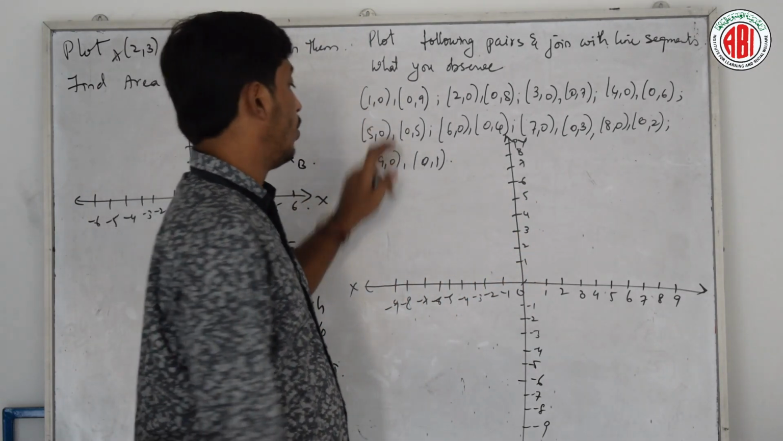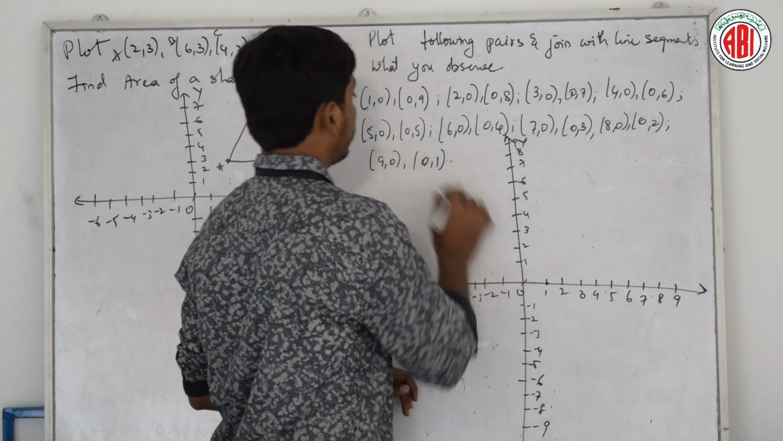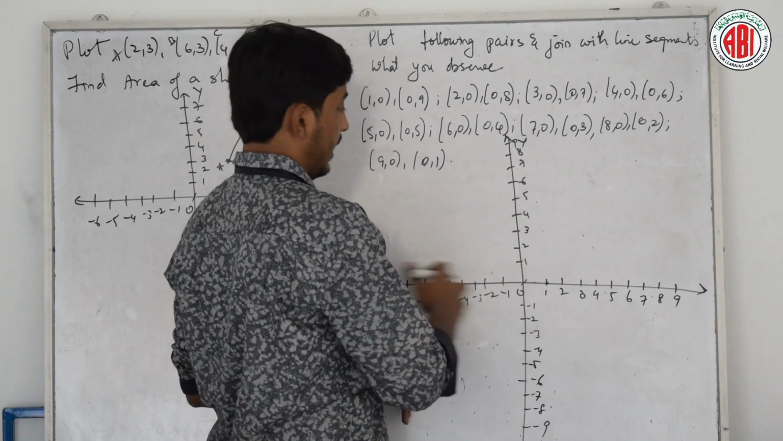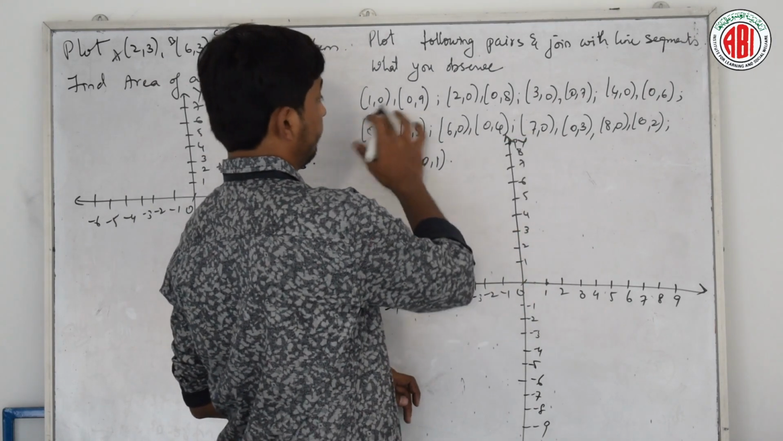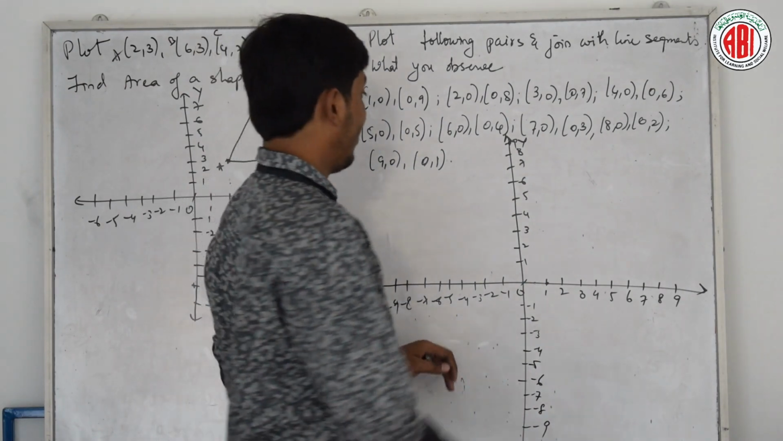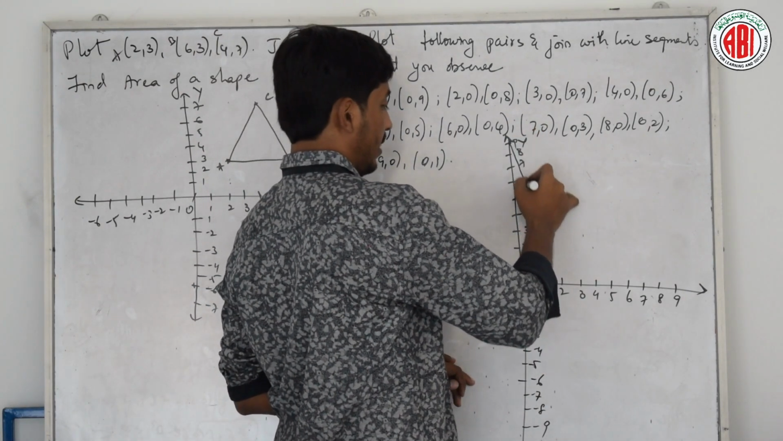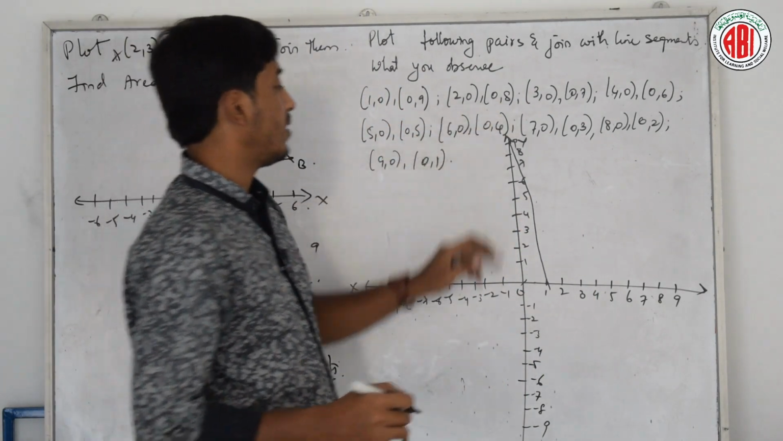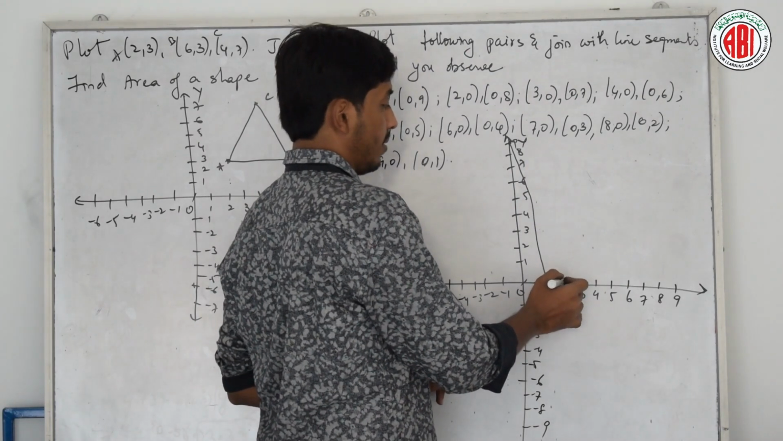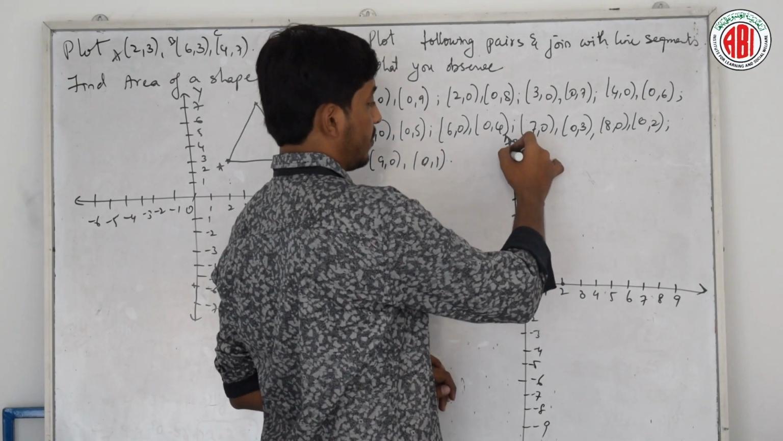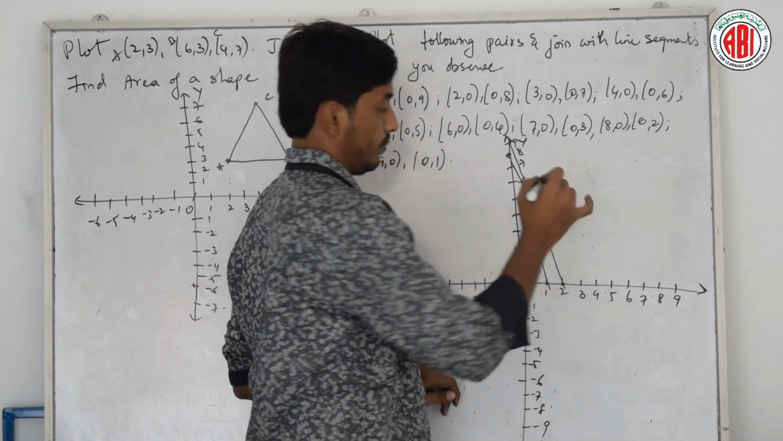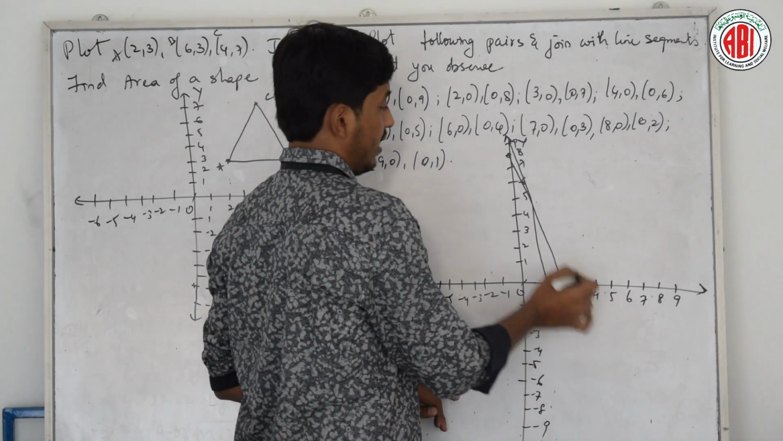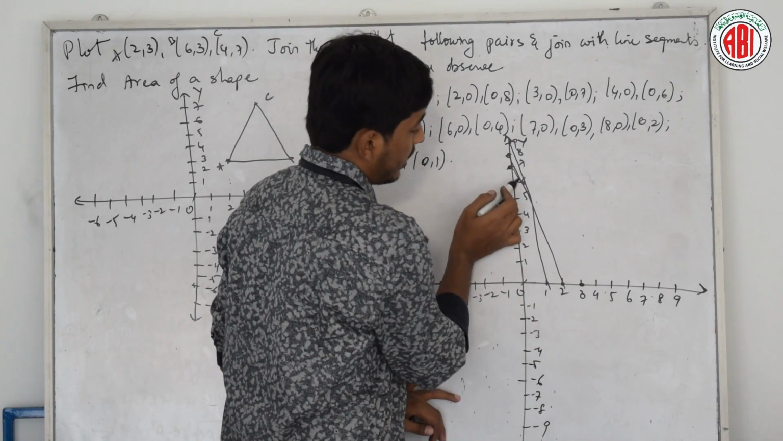See here. 1, 0: x is 1, y is 0. 0, 9: x is 0, y is 9, somewhere here. Now let us join these both from here to here. And the next, 2, 0 and 0, 8. Let us plot these both. And the next, 3, 0 and 0, 7. Here is 3, 0, here is 0, 7. Let us join these both.